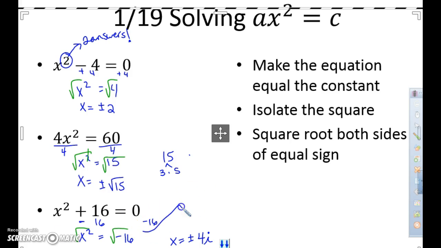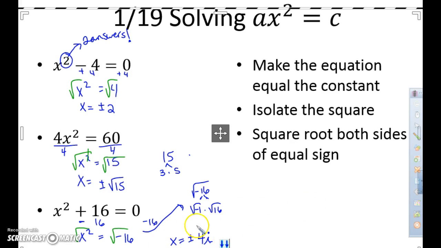Because, a little side note here, we could write that as the square root of negative 1 times the square root of 16. The square root of negative 1 is i. The square root of 16 is 4. Again, 4 and negative 4. So we get 2 answers.